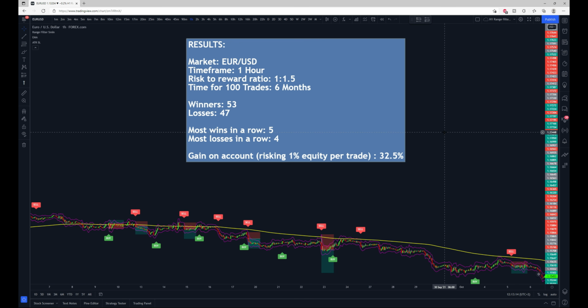The gain on the account, if risking 1% of your account equity per trade, was 32.5%. So that puts it in that upper mid tier of strategies that I've tested and doing pretty well.